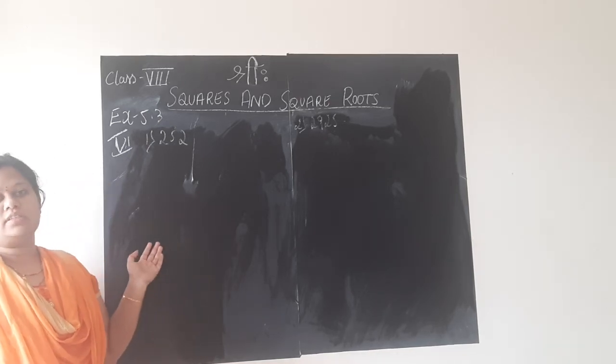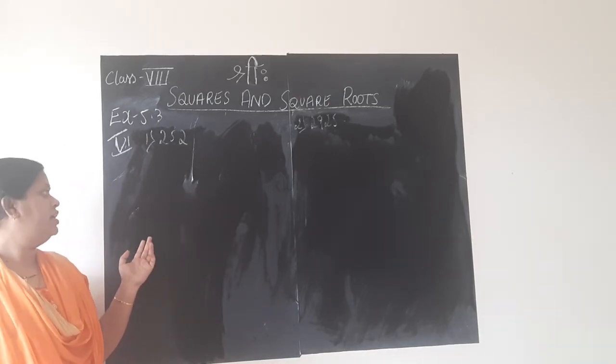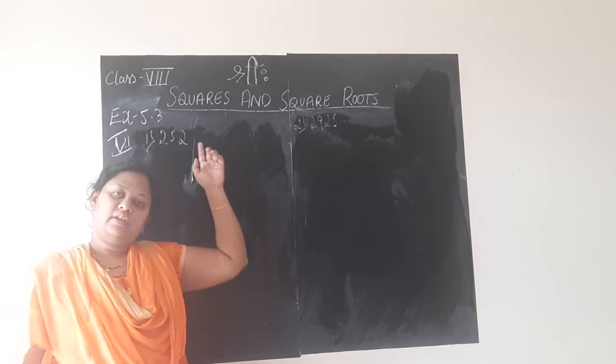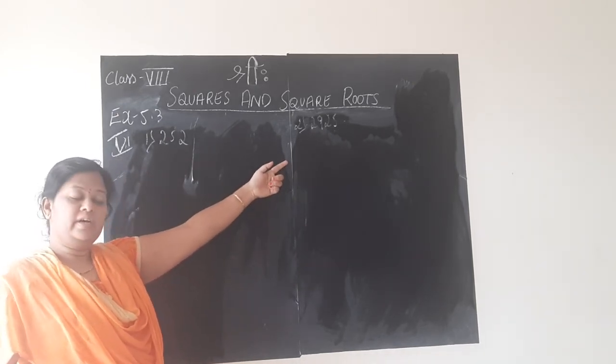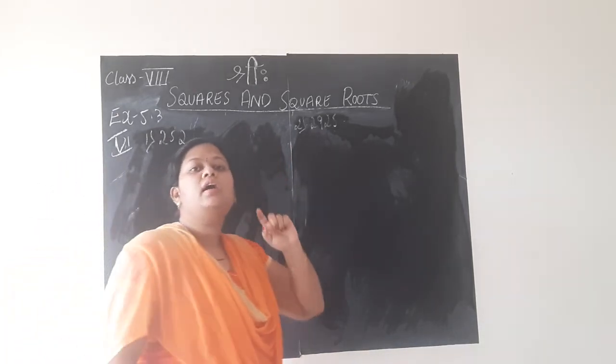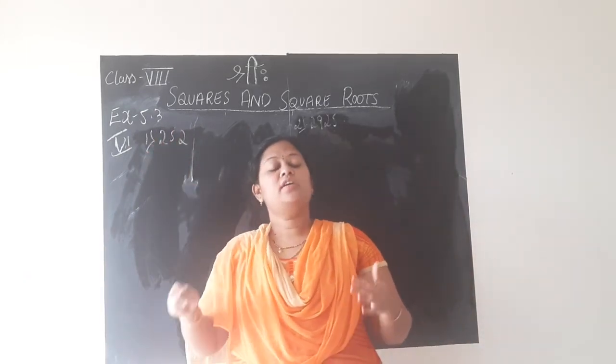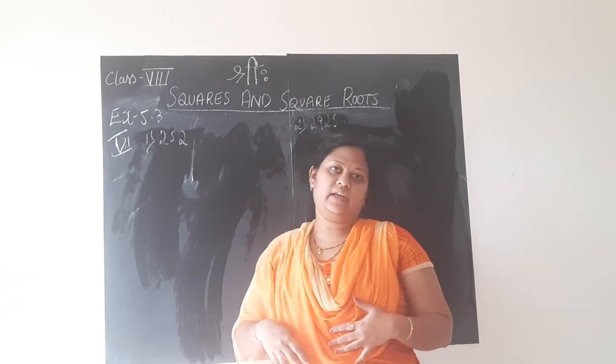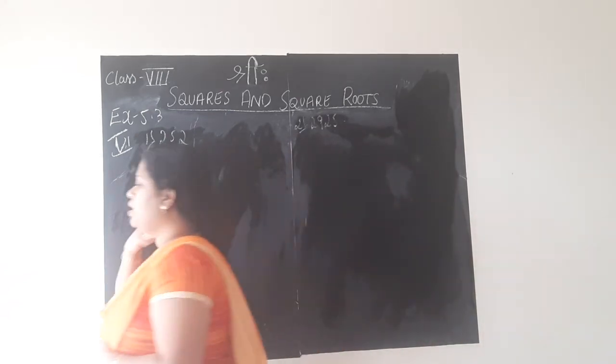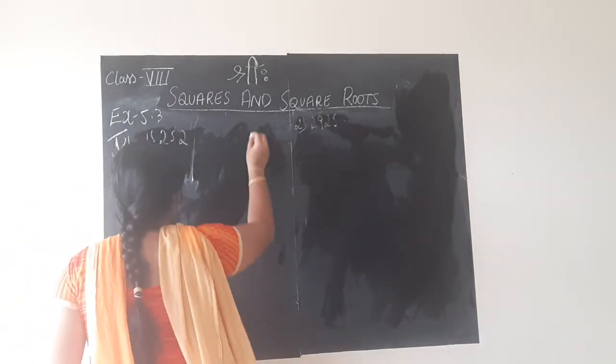Children, exercise sixth. As I already said, for each of these given numbers, we have to find a whole number by which it has to be divided so as to make it a perfect square. So we shall again find it out by the method of prime factorization.